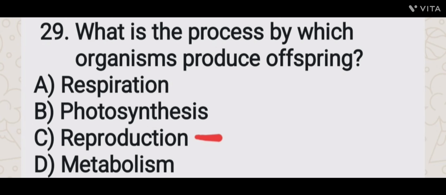What is the process by which organisms produce offspring? Option C. Reproduction.